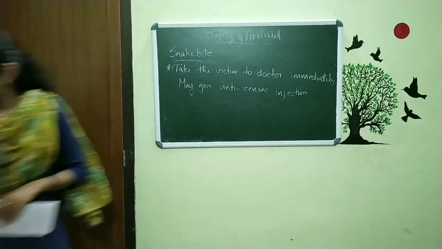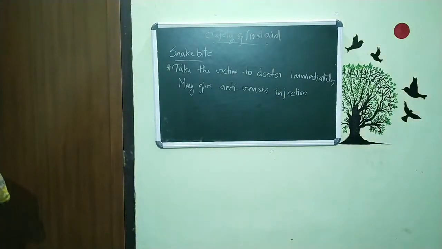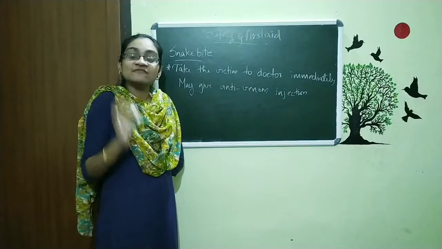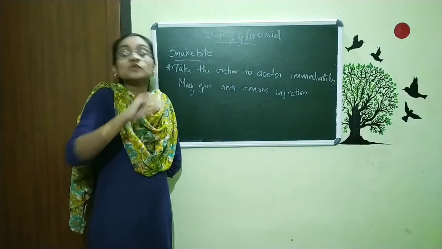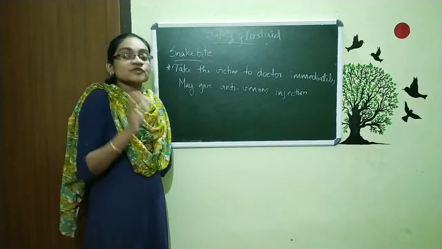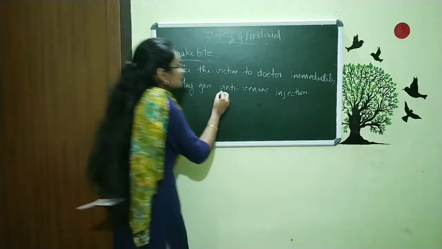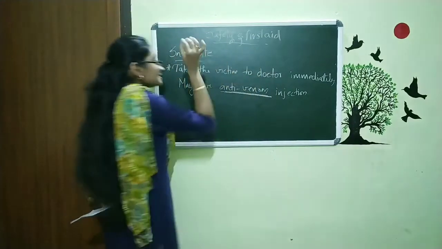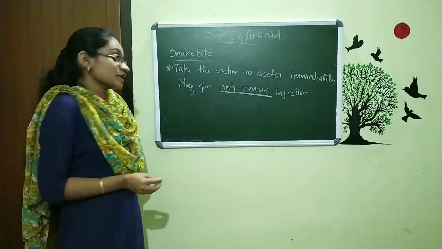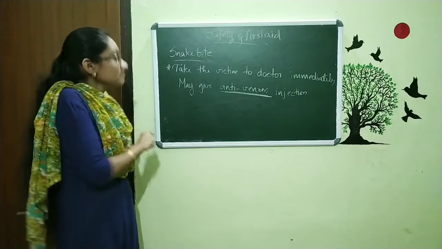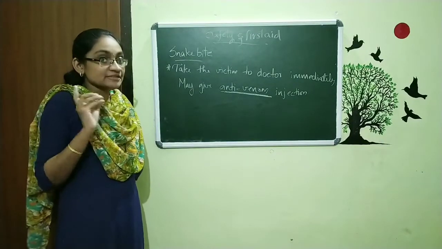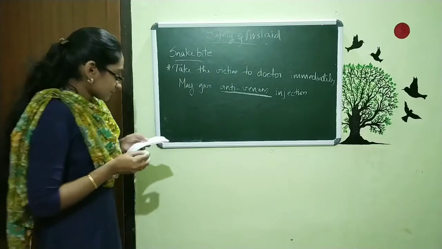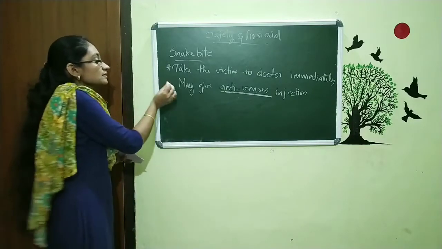That means something that is against the poison. We want to cancel the effect of poison, or we want to reduce the effect of poison. For that, we want to inject a certain type of substance, and that is what anti-venom injection is, and that is given by the doctor. For that we want to bring that person or the victim immediately to the doctor. That is the third point.